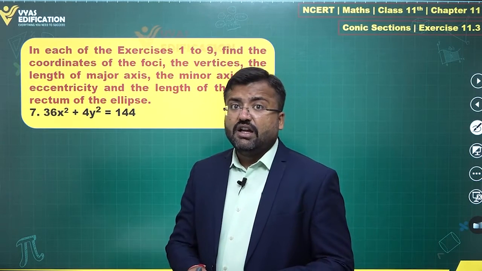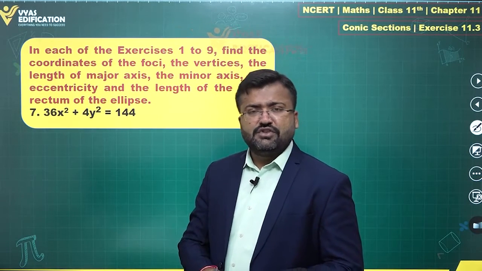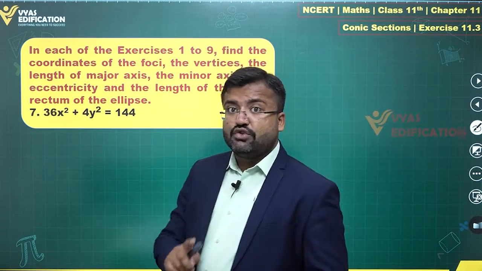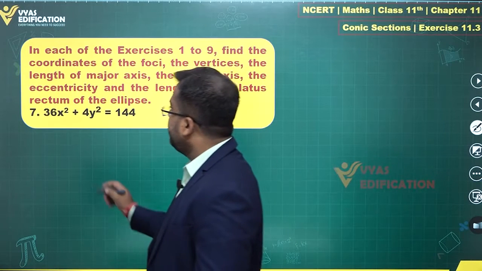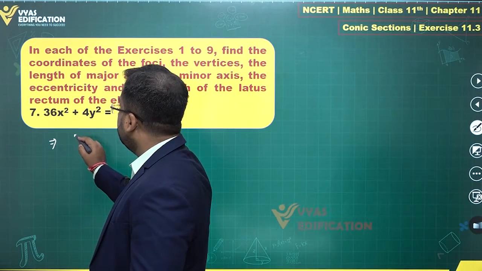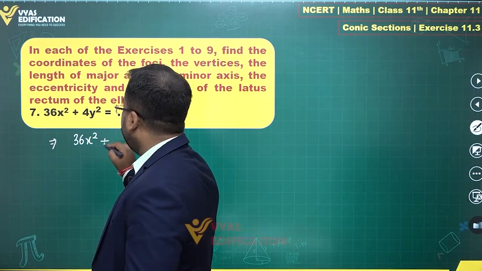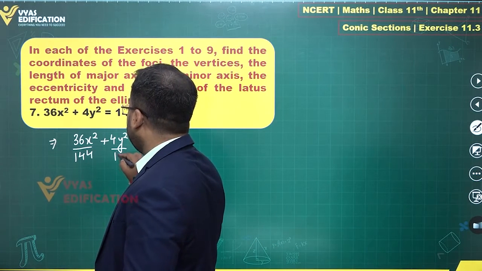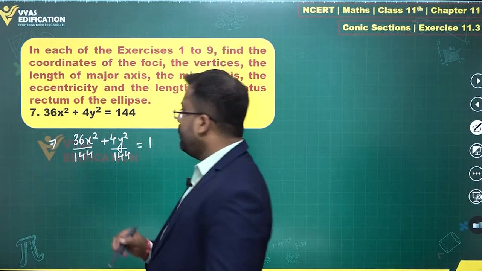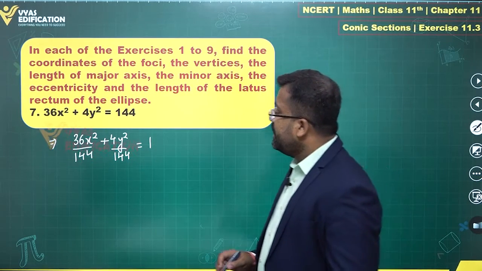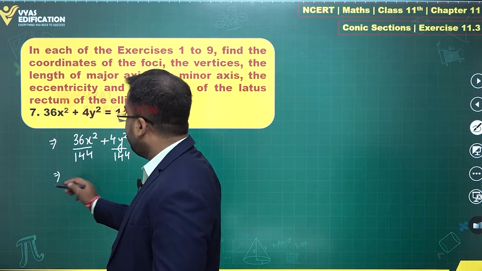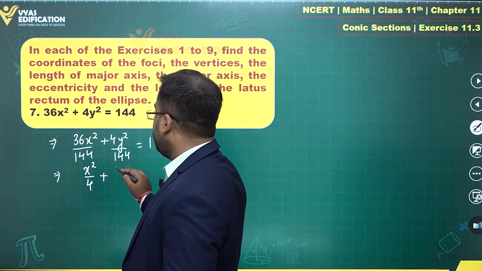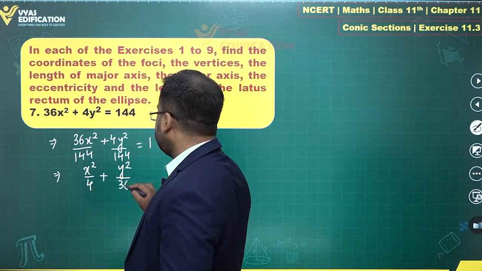If you observe, this ellipse is directly not given in the standard form. So first what we'll do is we'll convert it into standard form by dividing by this 144 so that we get a 1 on the right hand side. Yes. So this particular ellipse is equal to 36x square plus 4y square upon 144 is equal to 1. Okay. What next? This is x square upon 4 plus y square upon 36 is equal to 1.